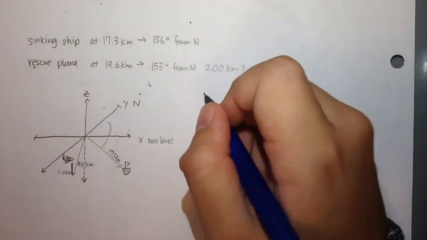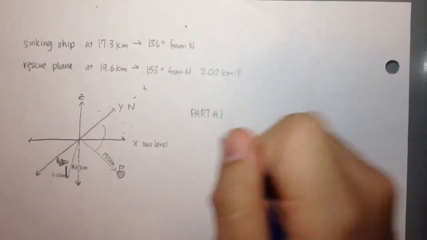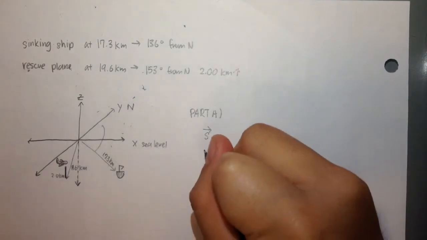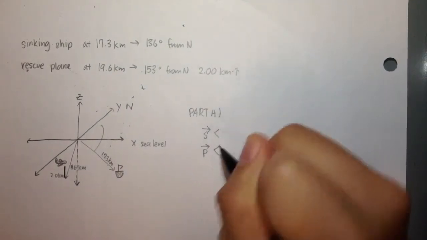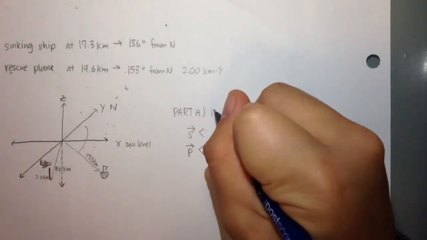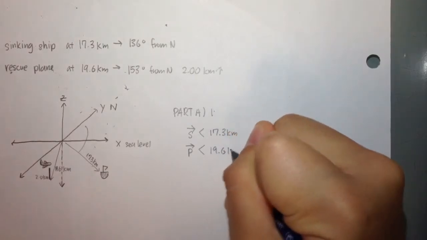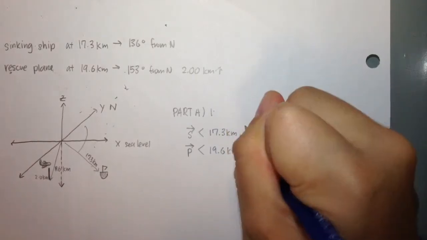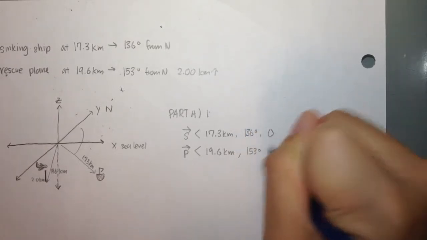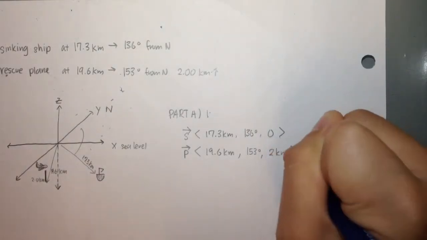That's what we're going to be using to solve part A. So, part A. We're going to label this vector, the sinking ship vector, S, and the plane vector, P. So we know it's going to be 17.3 kilometers and 19.6 kilometers, and it's going to be 136 degrees and 153 degrees, and then it's going to be 0 kilometers up, and this is going to be 2 kilometers up.